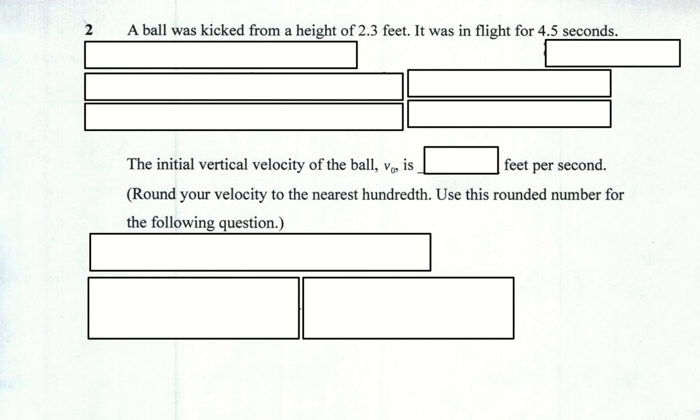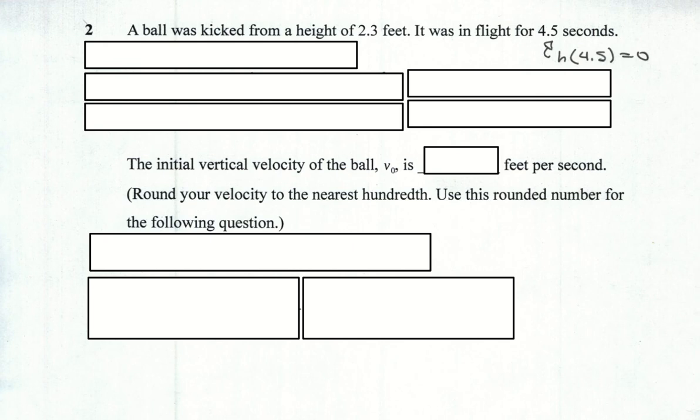When we take a look at this question, we notice that it's very similar. It says that a ball was kicked from a height of 2.3 feet. That's going to tell us our h sub 0. It was in flight for 4.5 seconds. Well, that's going to tell us that after 4.5 seconds, its height returned to 0 again.